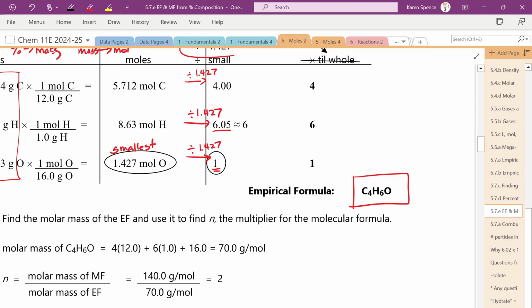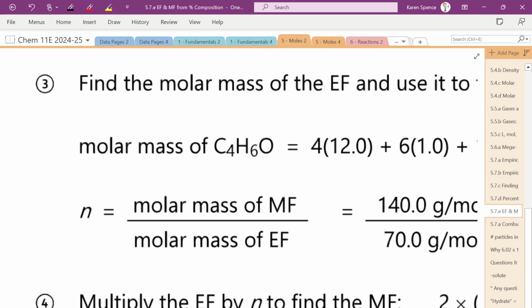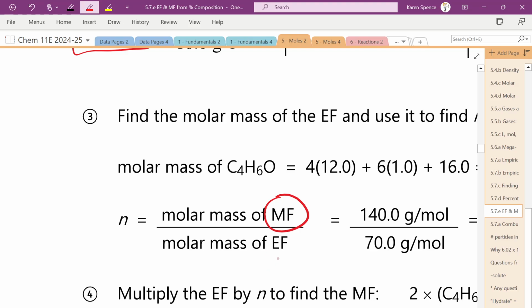We have to do a conversion or a division. We have to do a division. What are we dividing? Yeah, molar mass of molecular formula divided by the molar mass of the empirical formula. This one was given in the question. Yes? And the molar mass of the empirical formula you find from the periodic table.